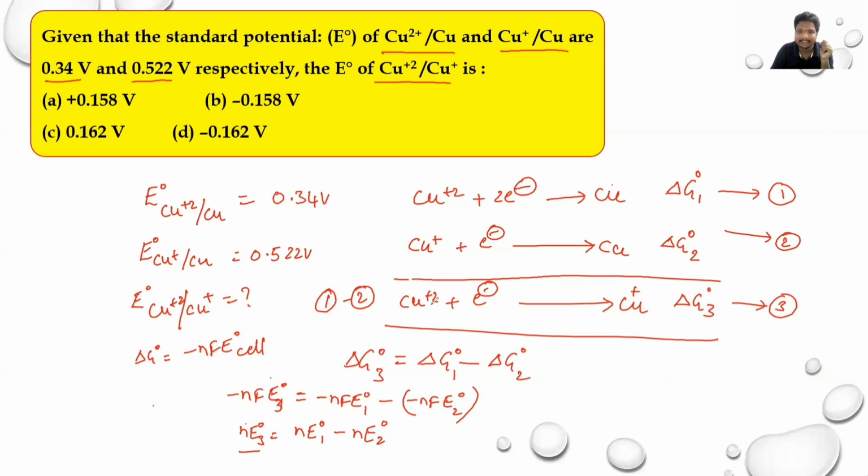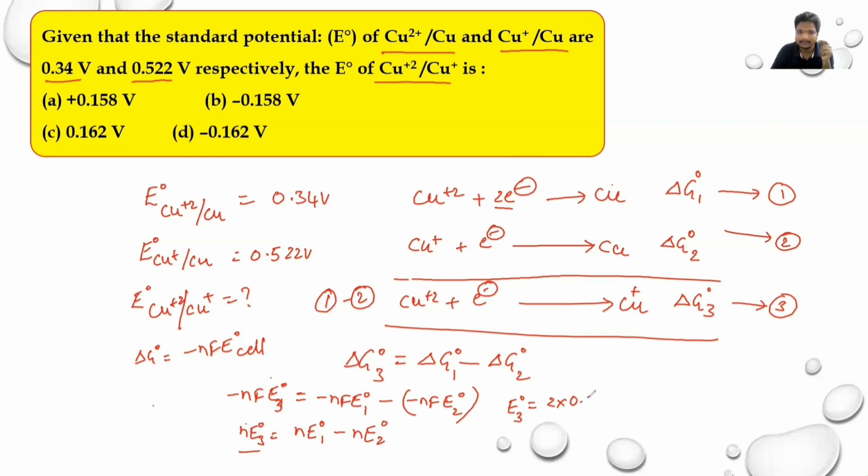For this reaction, the value of n is 1 because there is a transfer of 1 mole of electrons. For E1, there is a transfer of 2 moles of electrons, so n will be 2. And for the second reaction, reaction 2, there is a transfer of only 1 mole of electrons. So I will substitute this over here: 1 into E3 naught is equal to 2 into the electrode potential of this reaction, 0.34, already given in this problem.